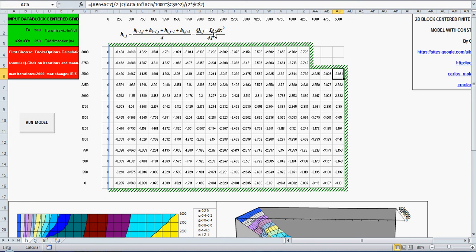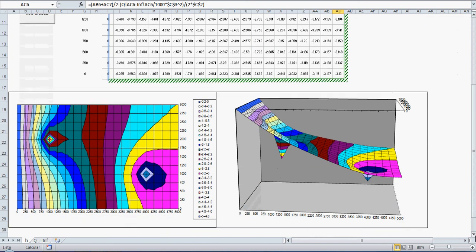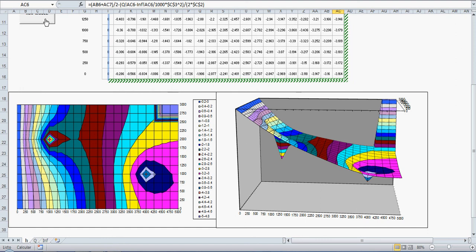If we don't make any mistake, let's run the model again. That's our solution, and you see that here we have that corner.